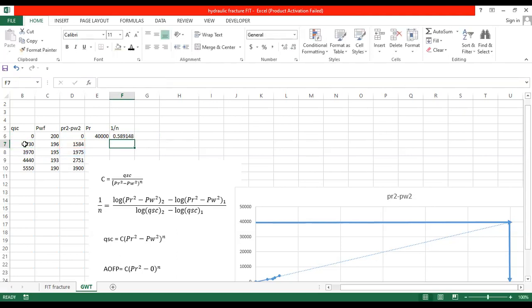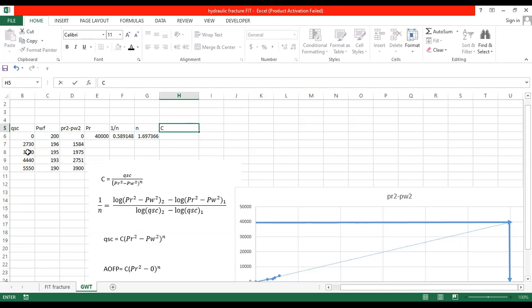So we got the value of 1 by n as 0.5. If you want to get the value of n, then the value will be equivalent to 1 by this point. So that is 1.69. So we have the value of n. If you have the value of n, we can get the value of c by taking any point of these four and putting the value of n here.